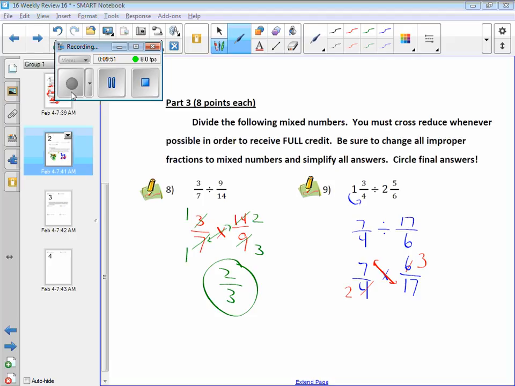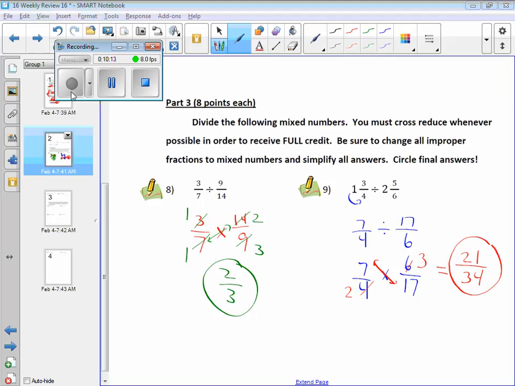And now I'm just going to multiply across. 7 times 3 is 21. 2 times 17 is 34. The final answer is 21/34. Okay, now in both of these instances, you wound up with answers that were less than 1.